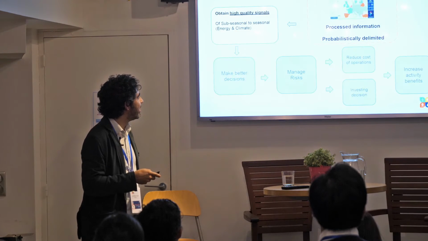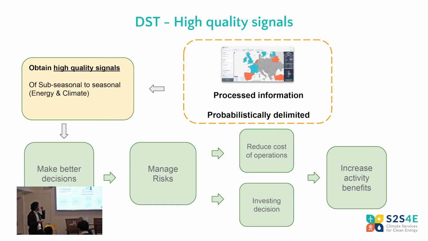Well, of course, what does the DST provide as output? The output is high quality signals for the markets and for the power system. We're talking about processed information. There's a lot of effort in processing that information and putting it in a clear visualization display. And it's also probabilistically delimited, which provides a deeper knowledge of the signals that are provided.